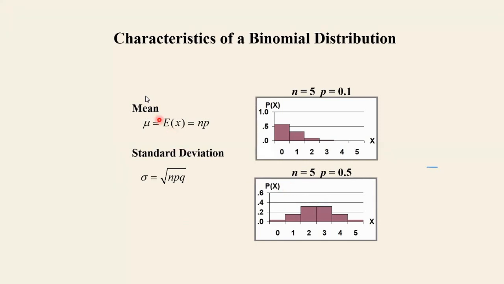For the mean and standard deviation, that is the expected value, we can calculate them using the two parameters n and p. For the binomial distribution, the expected value is n times p, where n is the number of trials and p is the probability of success. And the standard deviation sigma is calculated as the square root of npq, where n is the number of trials, p is the probability of success, and q is 1 minus p.